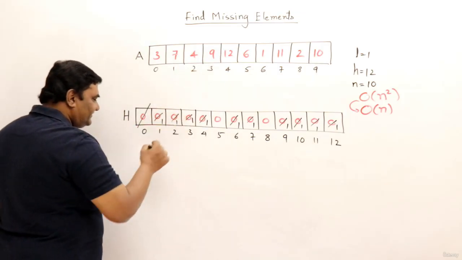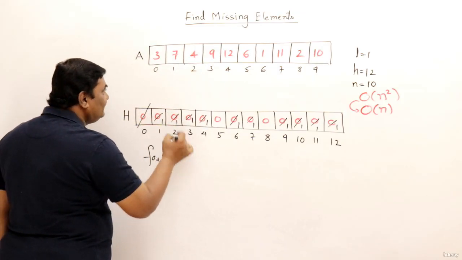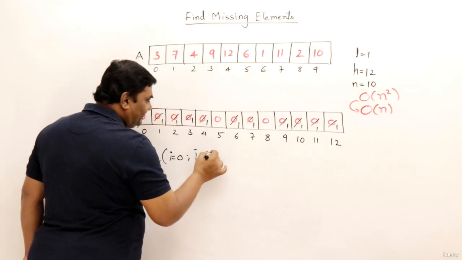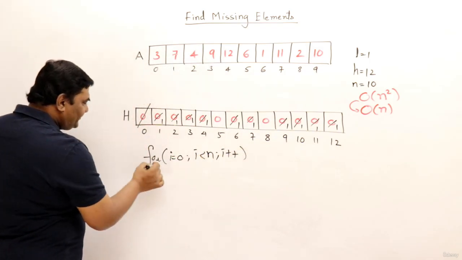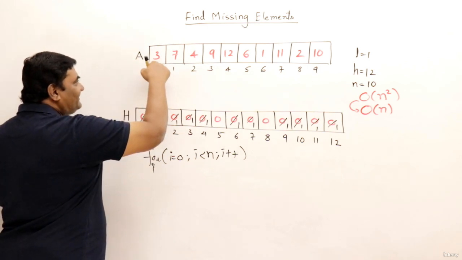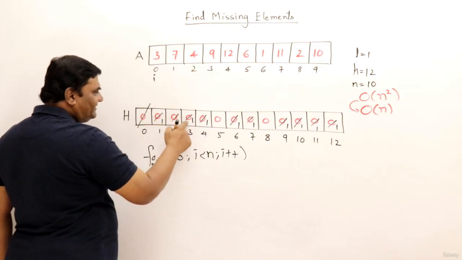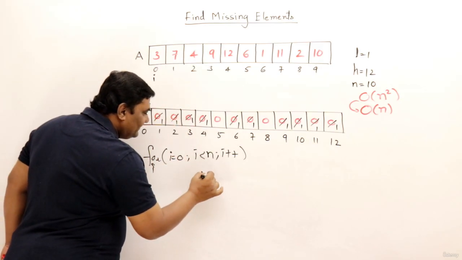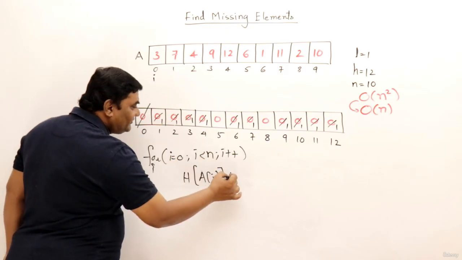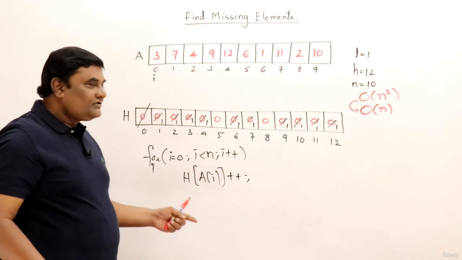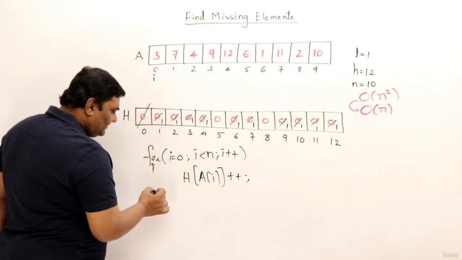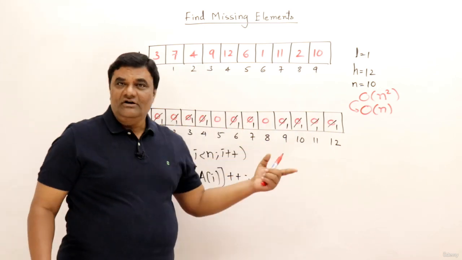I will scan through this list. For scanning through this array, I will take a for loop: for i assign 0, i less than n, i plus plus. Then what should I do every time? If the number is 3, a of i is 3, so I should go to index 3 and mark it as 1, that is, increment it. So I should go to that index in h: h of a of i, and increment it. That's it. It will scan through this array, and for every element it will increment that particular index. So this for loop will increment wherever the element is found.